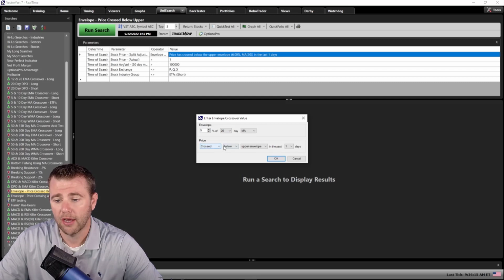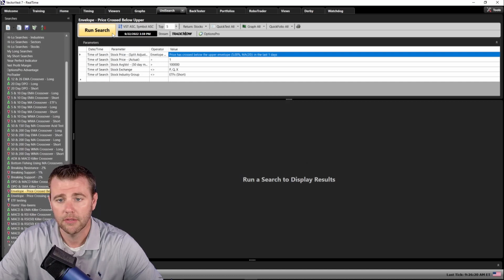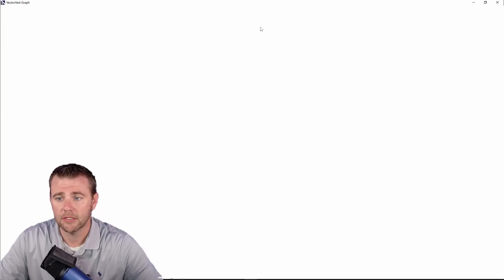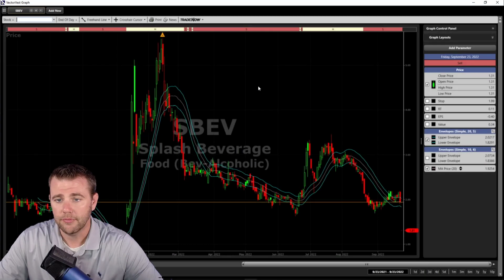And then cross below the upper envelope in the past 1 day. Say okay, go ahead, run the search. Get our 5 stocks. Let's take a look at them. And now here, looking at opportunities to take advantage of it to the downside.